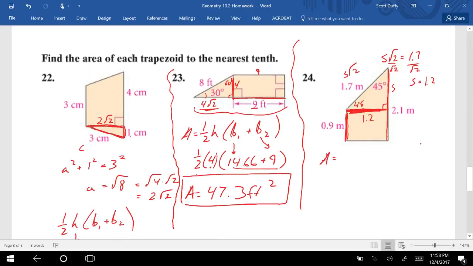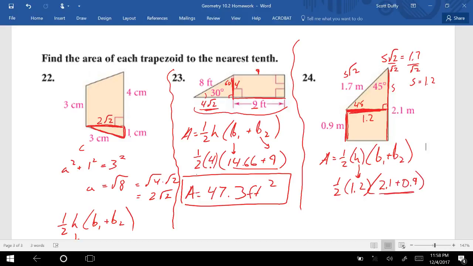So area equals 1/2 times the height times the sum of the bases. My height, I'm using 1.2. Base 1 is 2.1. Base 2 is 0.9. Add these up, multiply by 1.2, and then multiply by 1/2. And you should get an area of 1.8, and that would be in square meters. And I believe that is all, folks.